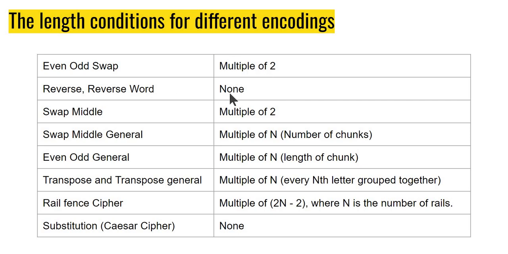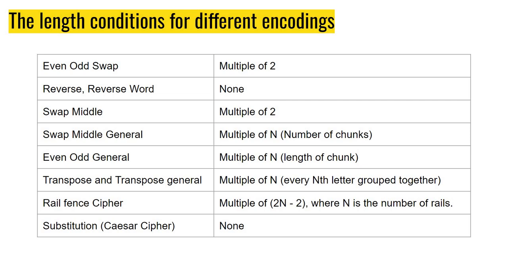For reversing, there's no such constraint. For swap middle, where we split the sentence into 2 parts, obviously the message must be multiple of 2. In the general case, where we split the sentence into n parts, the message must be multiple of n. In case of generalized even or not, it must be multiple of n. This time around, the n is the length of the chunk. Transpose and transpose general, message must be multiple of n, where every nth letter is being grouped together. For rail fence cipher, it must be multiple of 2n minus 2, where n is the number of rails.